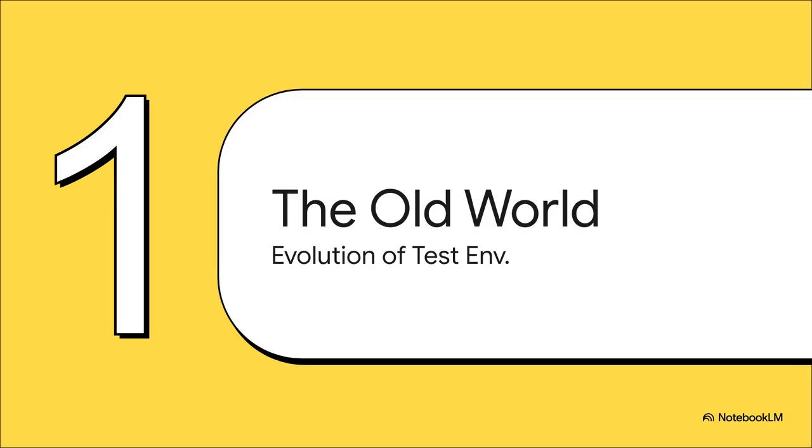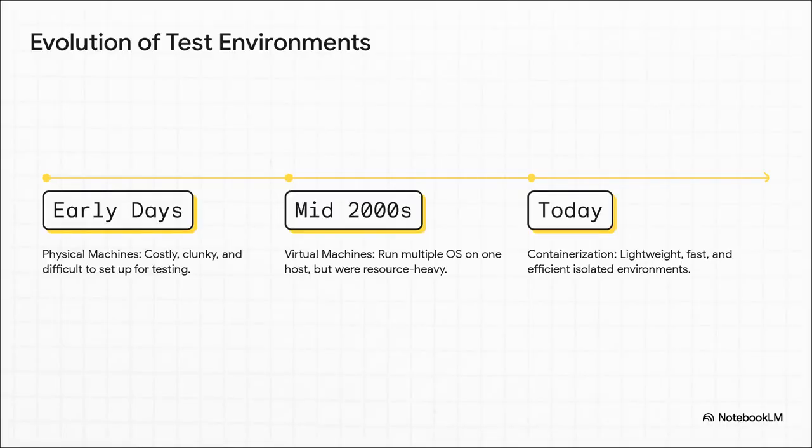So, to really get why the new way is so awesome, we got to take a quick look back at how we got here. Let's talk about the old world, the evolution of our test environments. Way back when, it was all about physical machines. Super expensive, kind of clunky, and a nightmare to scale up. Then, around the mid-2000s, virtual machines showed up. And hey, that was a pretty big improvement. But now we're in the age of containerization. And trust me, it's a whole different ballgame.